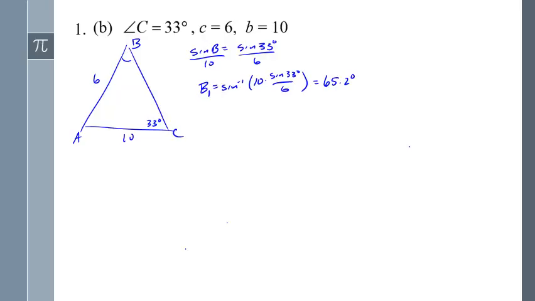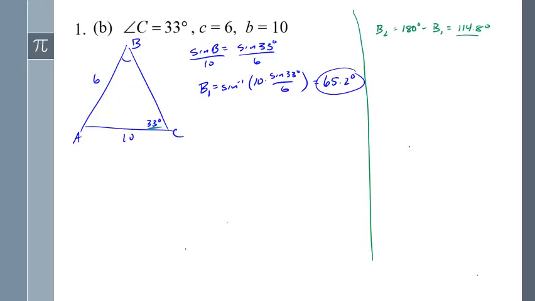So I'm going to call that B1, and then we check for a second possible B, B2, with 180 minus B1, which is going to be 114.8 when I subtract those two values. So looking at this, 114.8 plus the 33 that I was given is still less than 180, so I do have two possible triangles. So I'm going to go ahead and finish solving for triangle number 1.